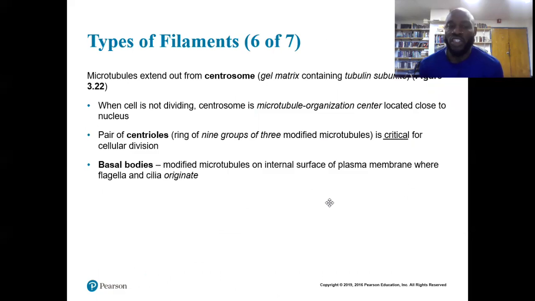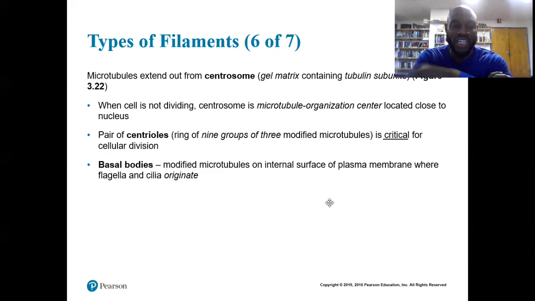Microtubules extend out from the centrosome, which is a gel matrix containing tubulin subunits. When a cell is not dividing... we're going to talk about cell division. Cell division is going to be very important when we talk about things like meiosis and mitosis. Cells have to divide. That's how we grow. Remember, we all started as a single cell, and now we are all made up of millions of cells.